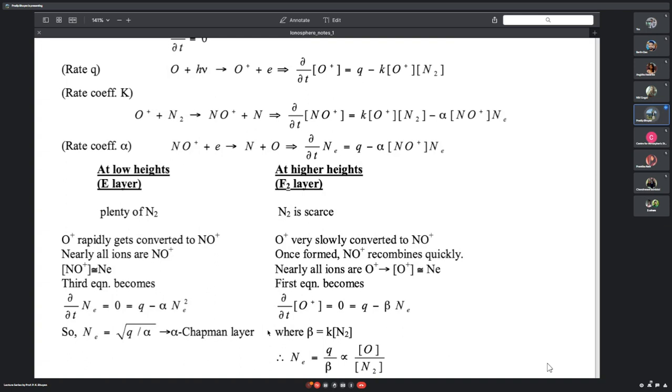Normally during noon time or around noon time or afternoon, you will have maximum production. After that, it will not continue to produce. Okay. So, because of the balance, del O plus del T becomes equal to zero in the steady state, and therefore Q becomes equal to this K O plus N E, this one.